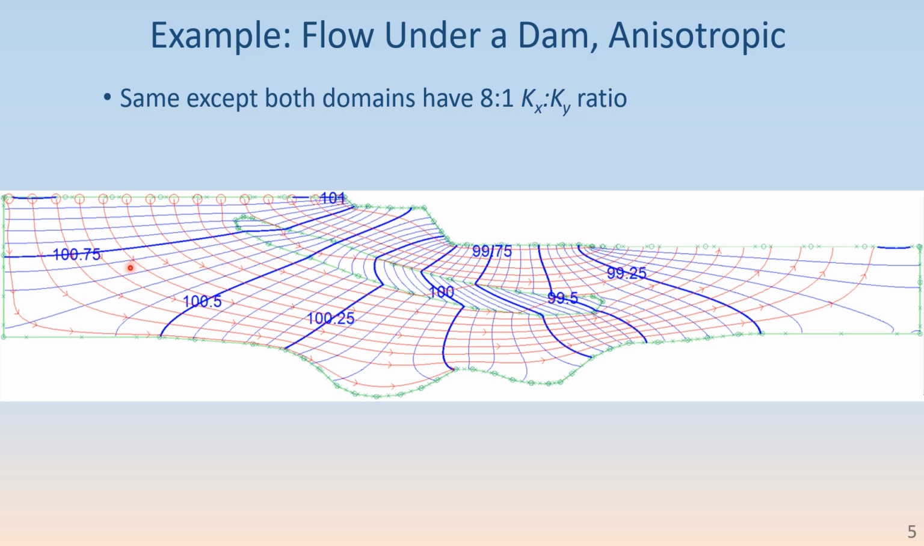And the flow tends to want to go horizontally more so than it wants to go vertically because of this anisotropy. But the same boundaries here: reservoir, constant head, impermeable under the dam, tailwater, constant head, and then impermeable base and left and right margins.